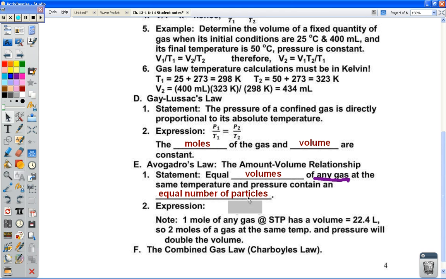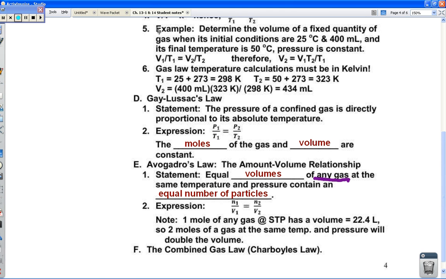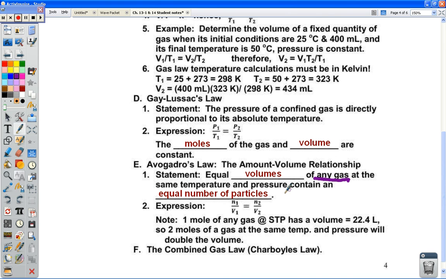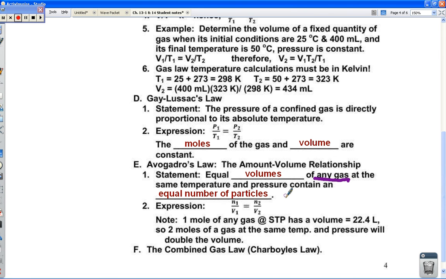Okay, so our expression for that is N1 over V1 equals N2 over V2. How else could we write that? You can flip them over and you'll get the same expression. Just flip them over, you'll get the same idea.